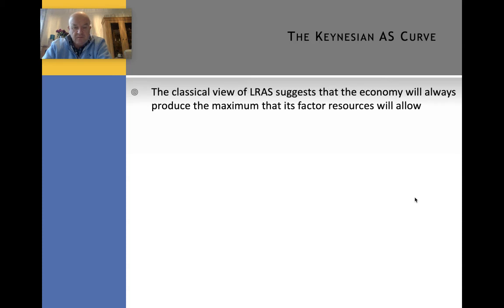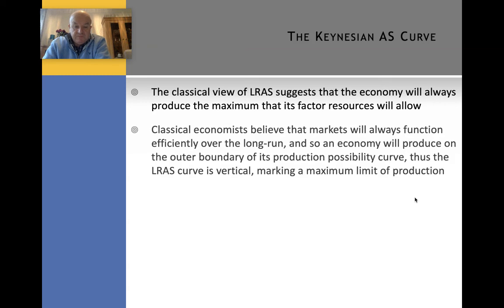So we've said that the classical view is very much that the economy will always produce the maximum that its factor resources will allow. And that is a view that the classical economists have held for a significant amount of time. And the reason why classical economists believe that is that you've always got efficiency, and you will function most efficiently over the long run.